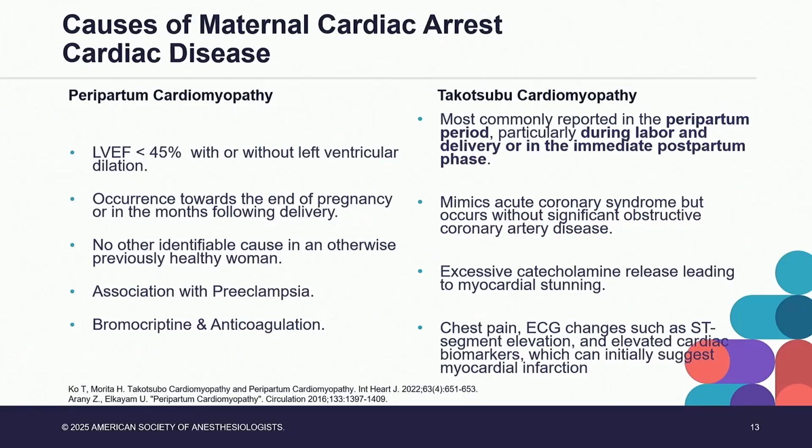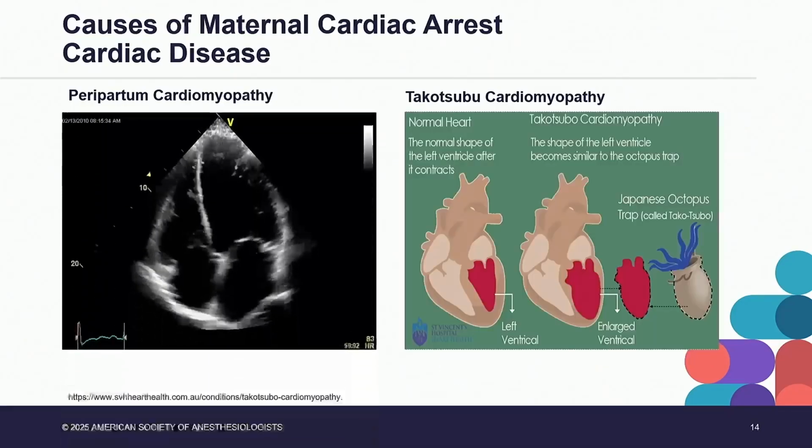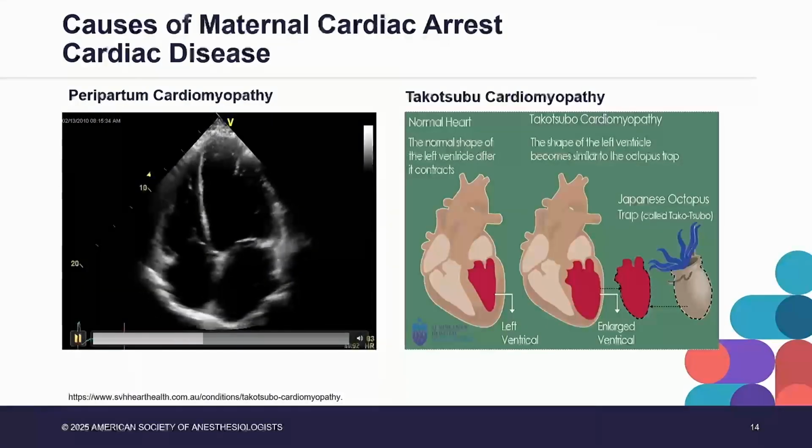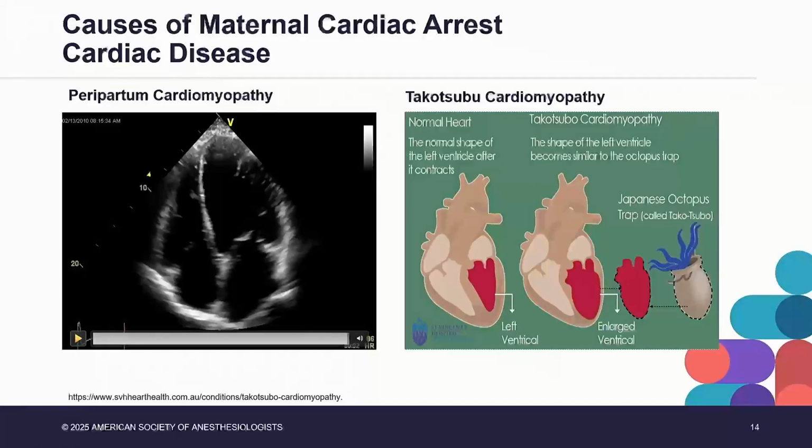Now, Takotsubo cardiomyopathy used to happen more in post-menopausal women because of the imbalance of hormones. It can happen at any time during pregnancy. Usually the patient comes with symptoms of acute coronary syndrome. You do an EKG, you see ST elevations, troponins are high. How are you going to differentiate between those two? Here we see a real patient that I did when I was an OB fellow.